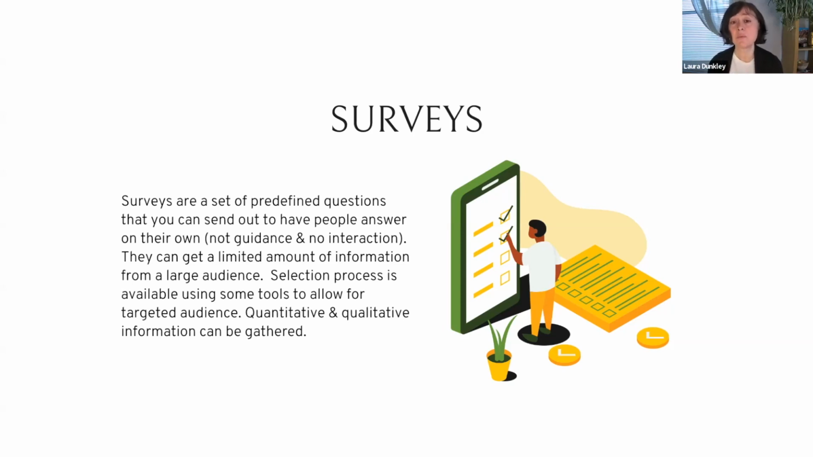So surveys are a set of predefined questions that you can send out to have people answer on their own. There's no guidance and no interaction with you. You can get a limited amount of information from a large audience. The selection process is available using tools to allow for targeted audiences, right? Like that's why you can send out through MailChimp or SurveyMonkey to a broad audience, and get a few questions, but to a larger audience. So quantitative and qualitative, you'll see the very, select 1 or 2 items, but also leave a comment, which can be more qualitative.